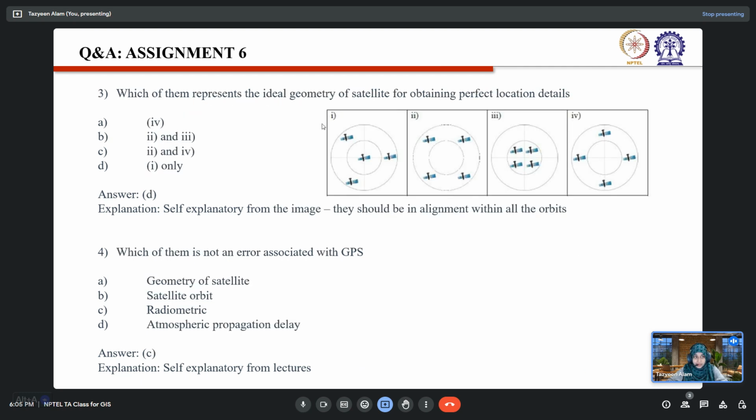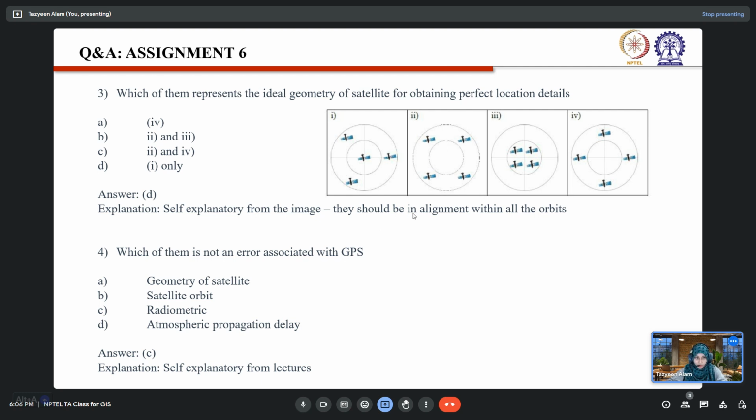Which of them represents the ideal geometry of satellites for obtaining perfect location details? So the answer here will be option 1. What is happening is that all the orbits are aligned with the satellite. This kind of satellite geometry or arrangement will give you the perfect location details. But in other cases, where they are present in only one single orbit, whether outer or inner, it is not possible for you to obtain the perfect location details.